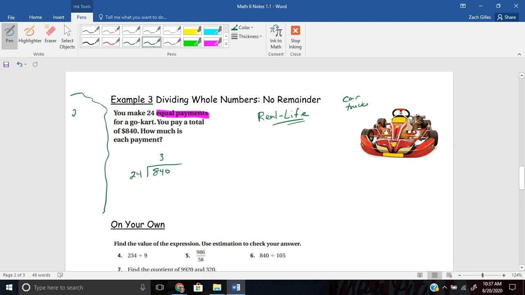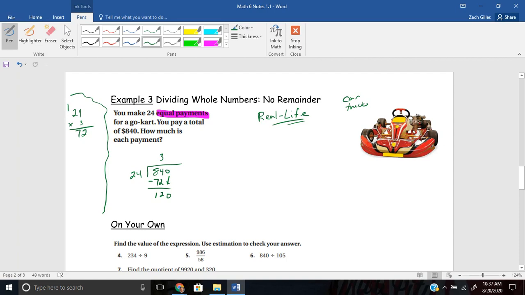What is 24 times 3? Okay, 4 times 3 is 12. Carry my 1, 6, 7, 72. That's good because we couldn't fit another 24 into here without that. Okay, so now we subtract. 4 minus 2 is 2. 8 minus 7 is 1. And then lastly, I bring down my 0 here.